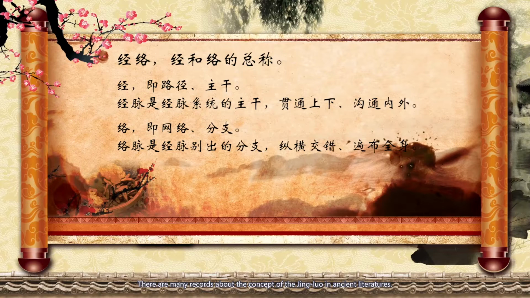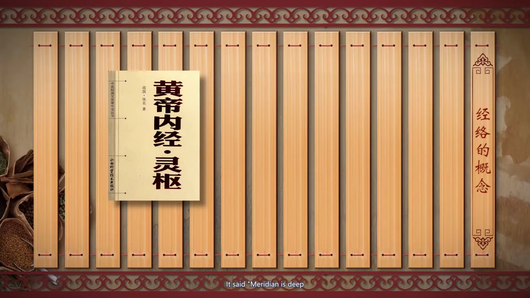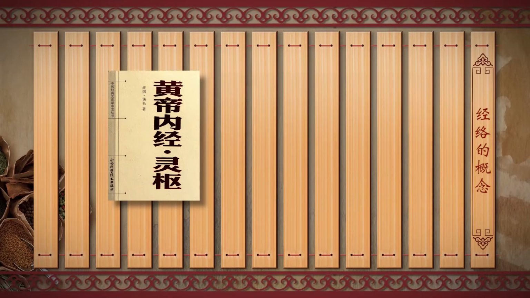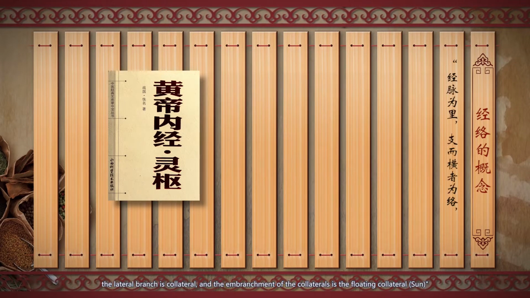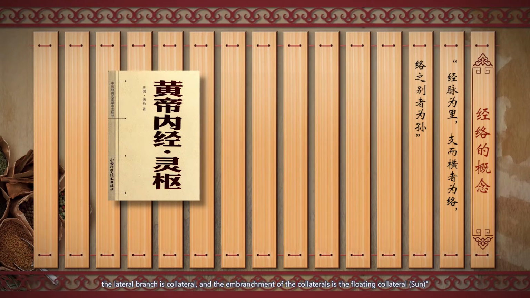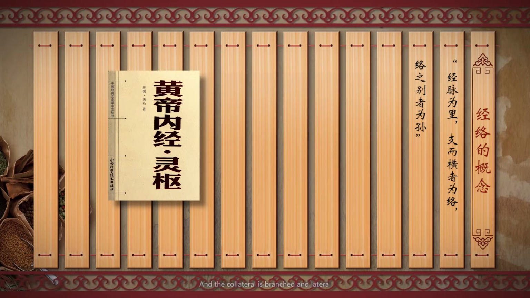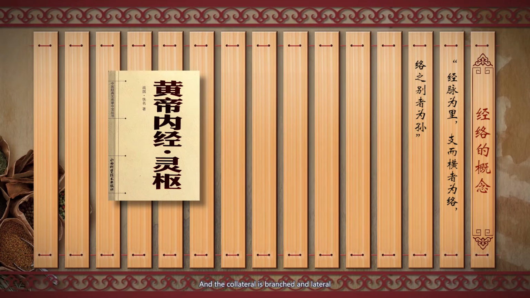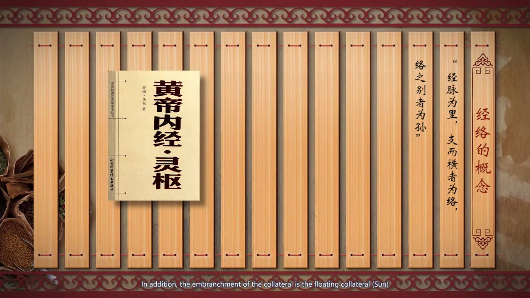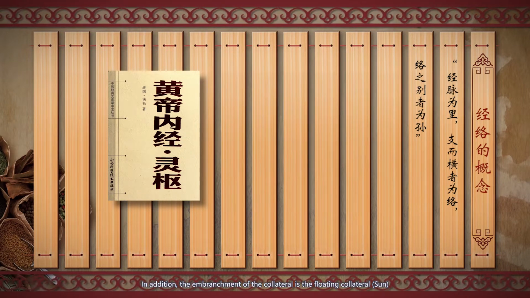There are many records about the concept of Jingluo in Asian literature. For instance, in the chapter Mai Du of Ling Shu, it said, the meridian is deep, the lateral branch is the collectory, and the embranchment of the collectories is the floating collectories. That points out the meridian is inside, and the collectory is branched and lateral. In addition, the embranchment of the collectory is a floating collectory.